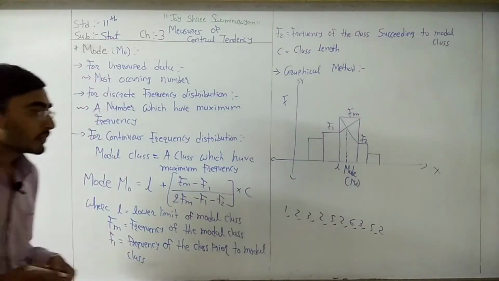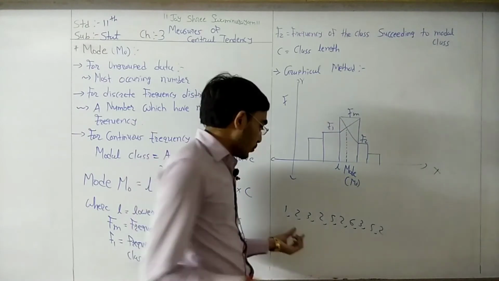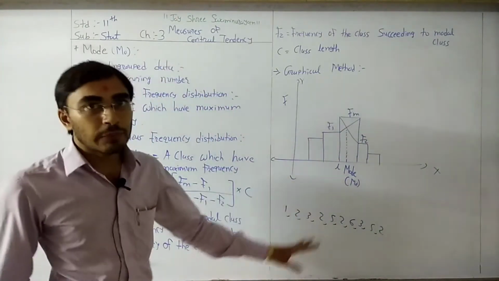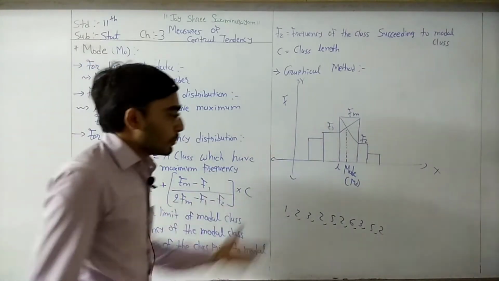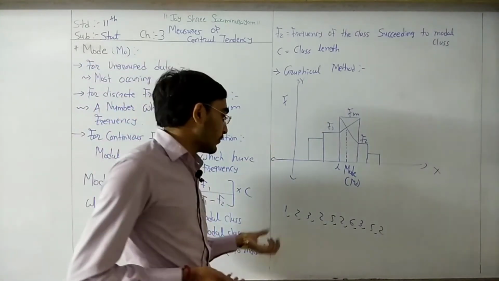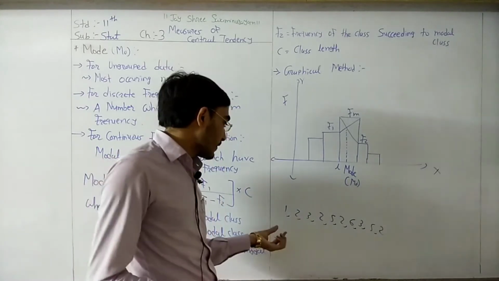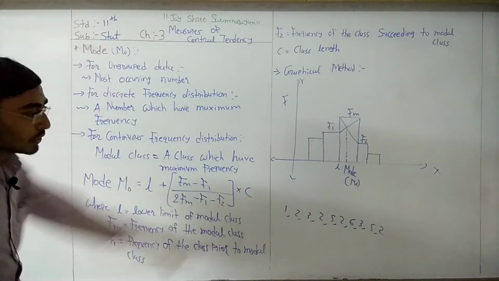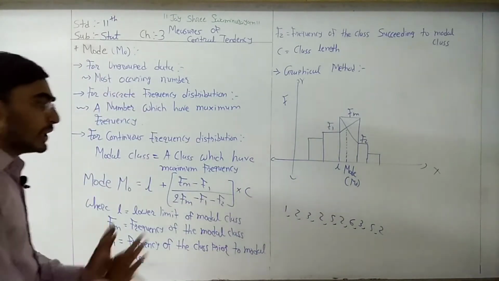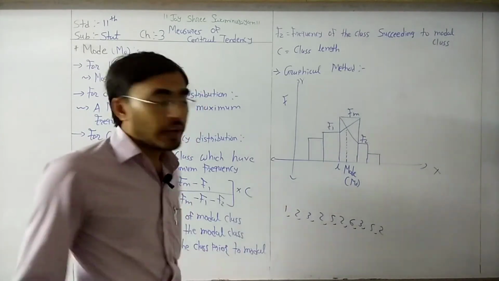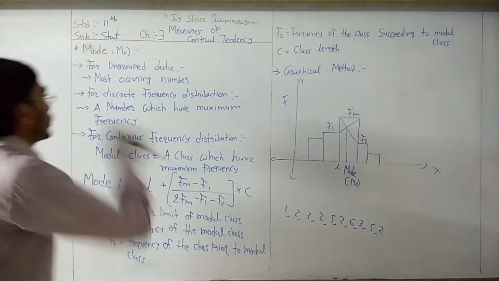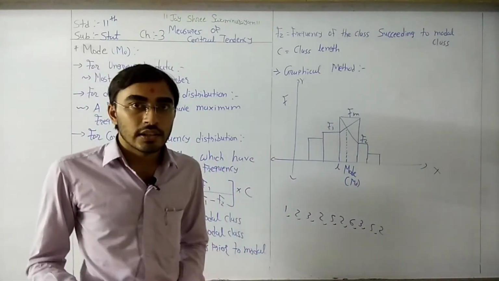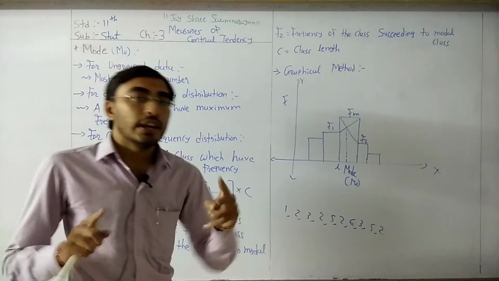So here, if we think about the 2, then 2 repeats 4 times, right? 2 is repeating 4 times here. So our mode is 2, the most occurring digit, that means the most number of repetitions. This is ungrouped data. So simply, without any calculation, we can find the mode for ungrouped data.